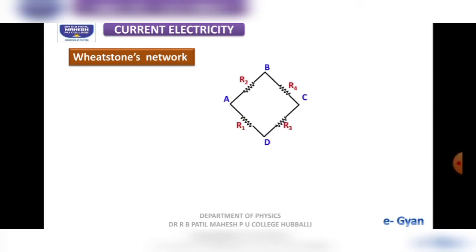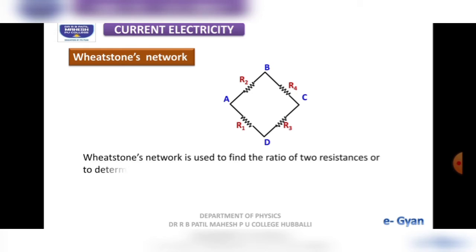Wheatstone network, also called Wheatstone bridge. It consists of 4 resistors connected in quadrilateral form. It is used to find the ratio of two resistances or to determine the unknown resistance.